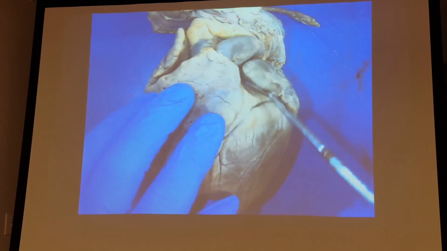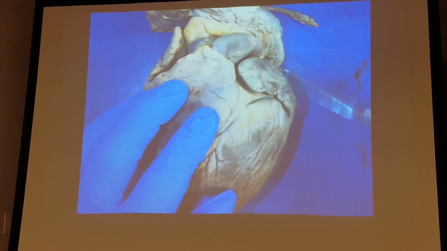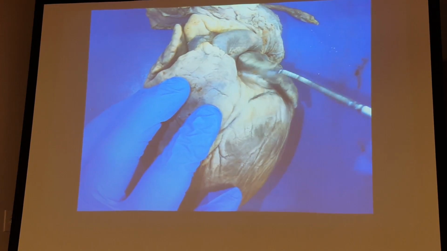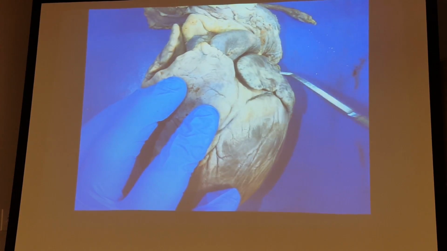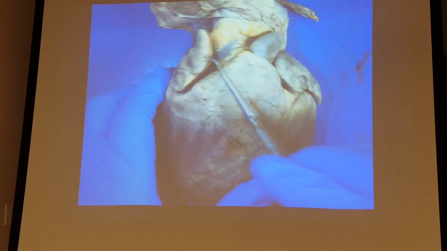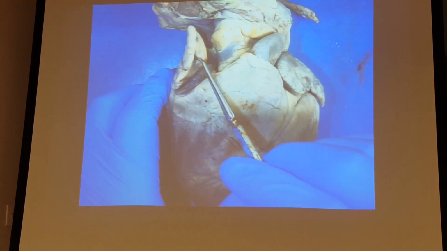Okay. This is the left auricle. You can see the left auricle. It's that appendage that hangs off. It is a pocket, so there is some space in there. But that's the left auricle. And then here is the right auricle hanging off.